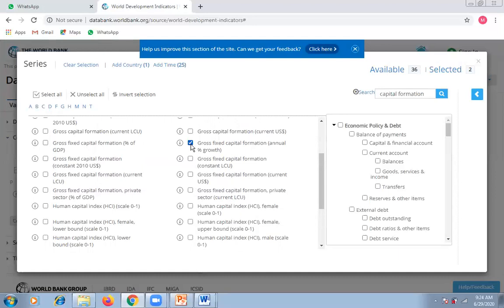And for your better understanding, you also take this one, constant US dollar form. Why do we take two series for one variable? The reason is that sometimes we don't find data for one series. Now I am taking two series for one variable, gross fixed capital formation.